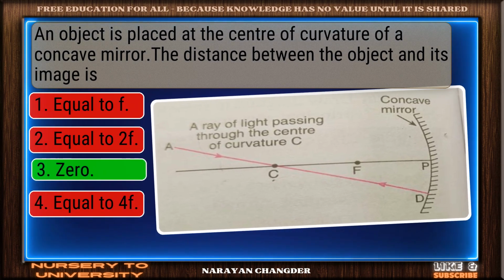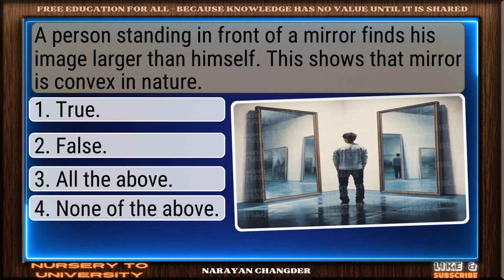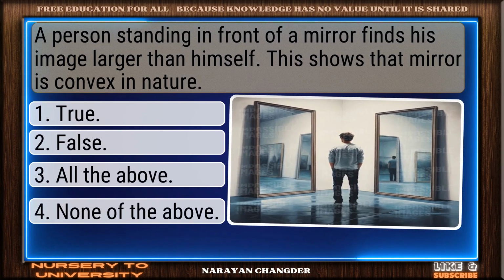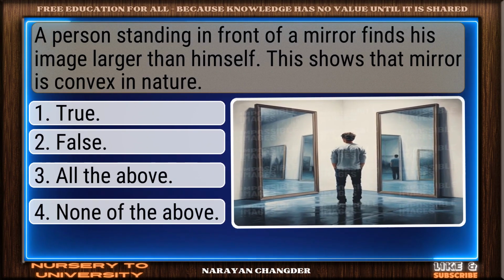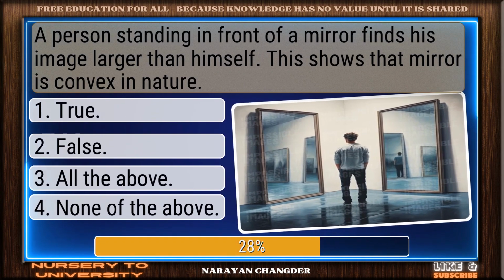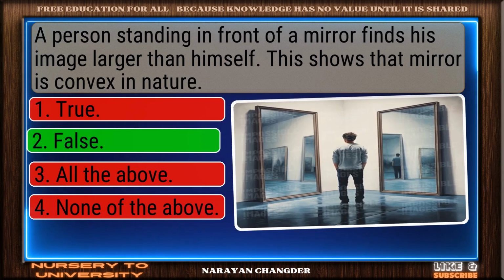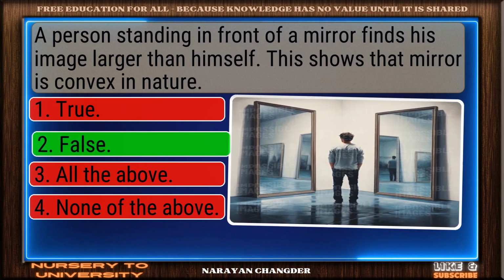Right choice. 0 is the best answer. A person standing in front of a mirror finds his image larger than himself. This shows that mirror is convex in nature. Good thinking. False is the right answer.